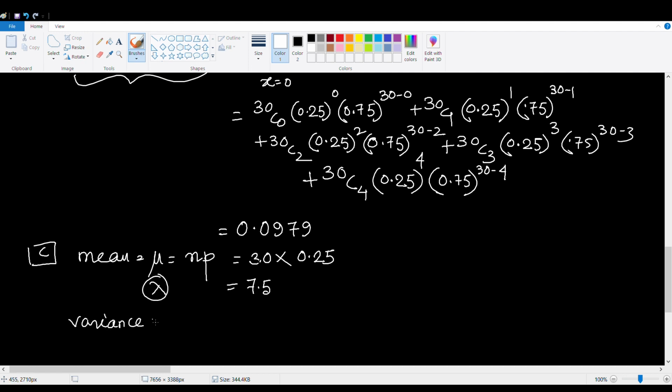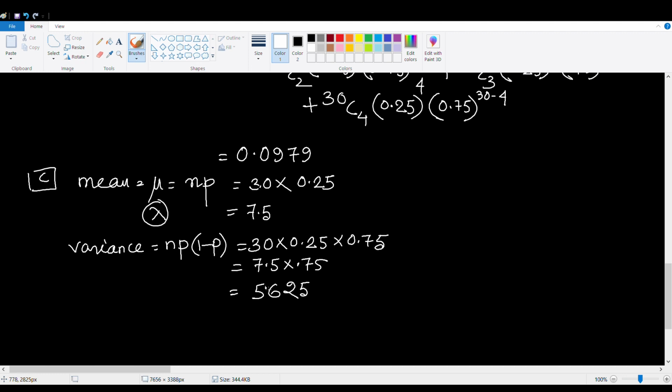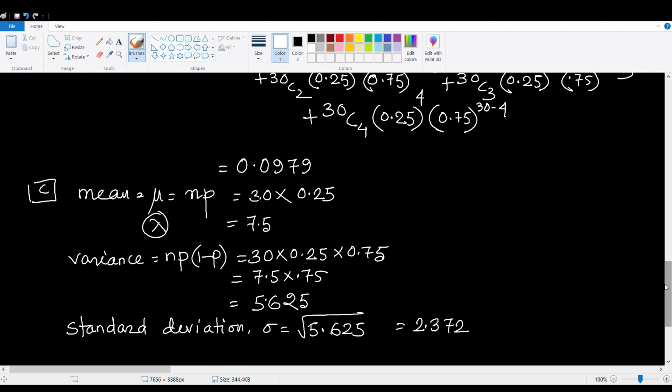Now the variance equals np into 1 minus p, which is 5.625. Now the standard deviation will simply be the square root of 5.625. This is 2.372. So this is the solution of question C. Hope you understood it.